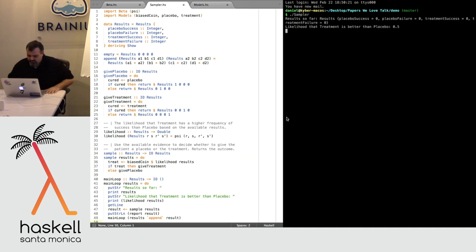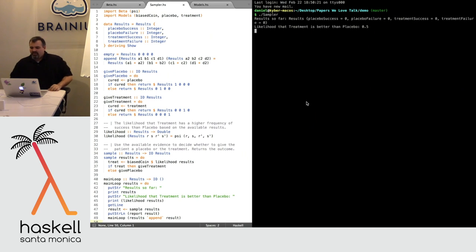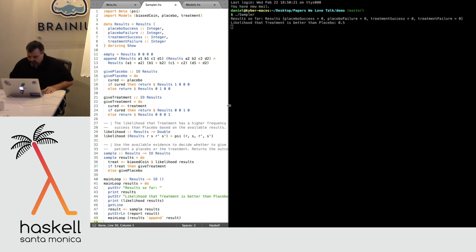I forgot that this wasn't Haskell Club, so I apologize if anybody has trouble reading the code. So here we are. Let's make this a little bigger. Okay, results so far, 0 across the board. Patient comes in. Since we have no results, the likelihood that treatment is better than placebo is simply 0.5.